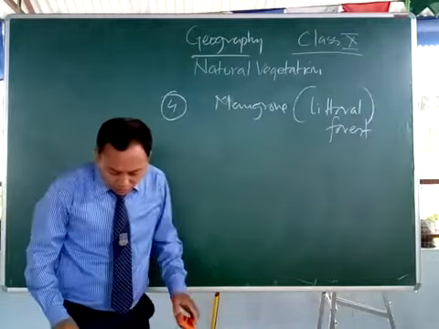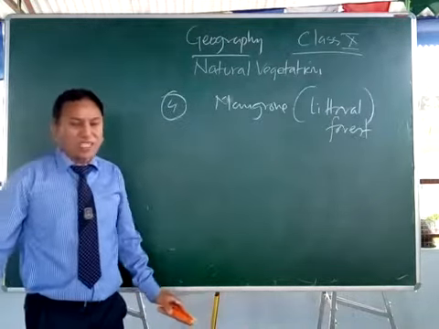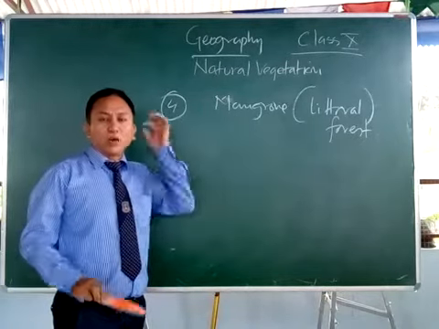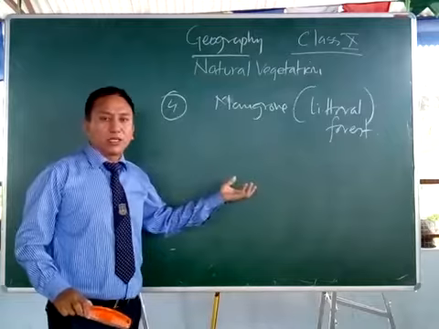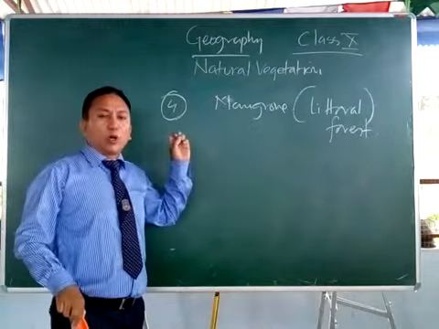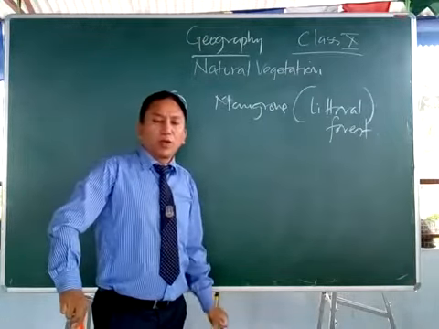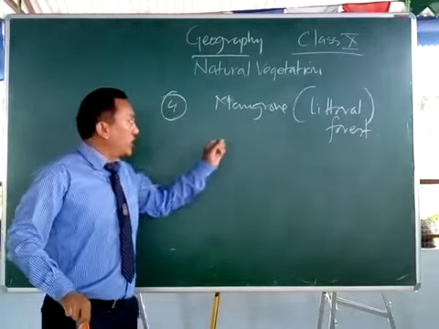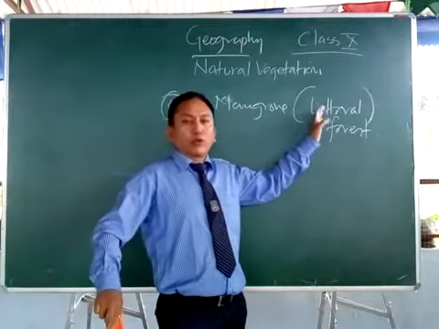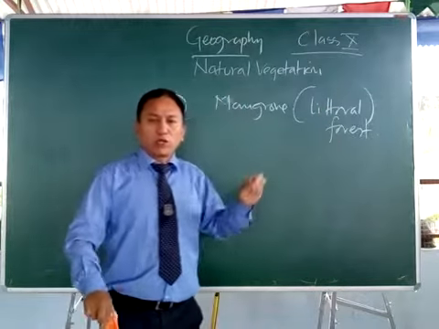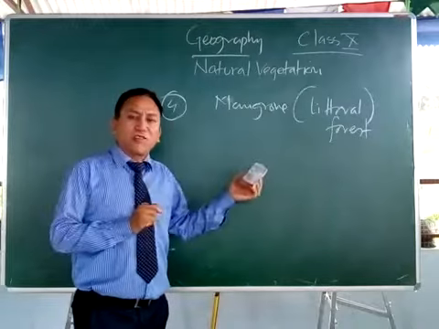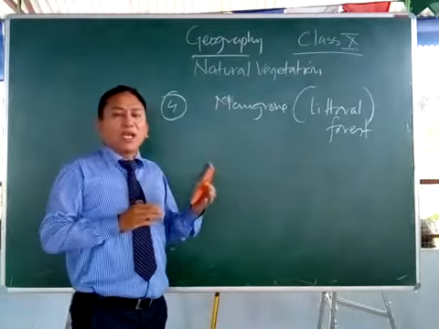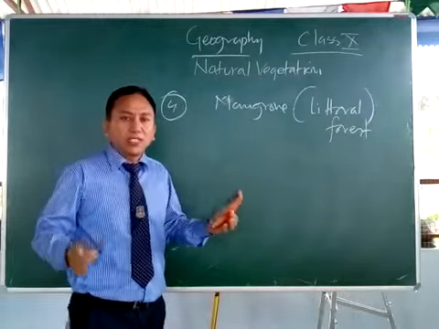Now, what does this mean? Mangrove or littoral basically means onshore. That means these forests are mostly found in the shore, coastal regions. They are found in the coastal regions and also in the mouth of the rivers where it meets the tide, where tides are experienced. In those areas, we have the mangrove or littoral forest.